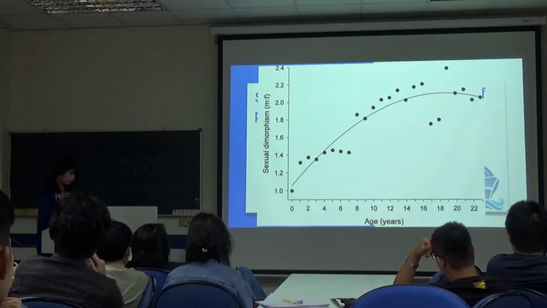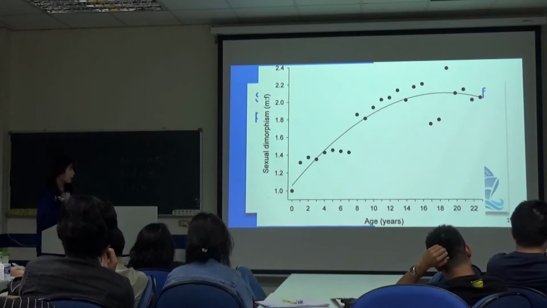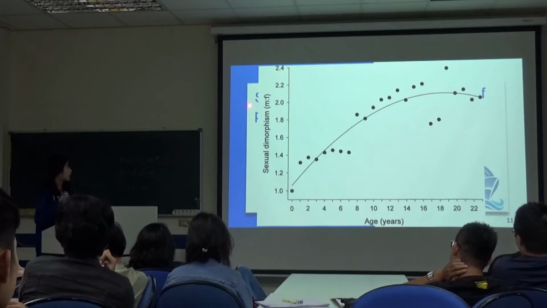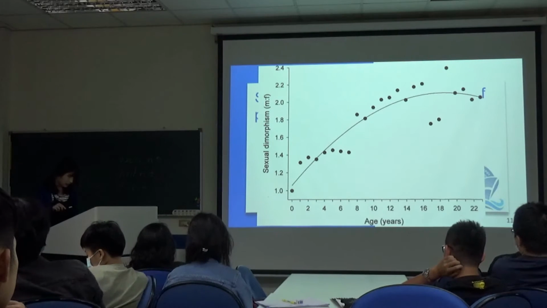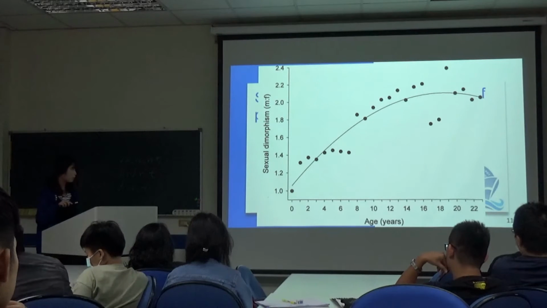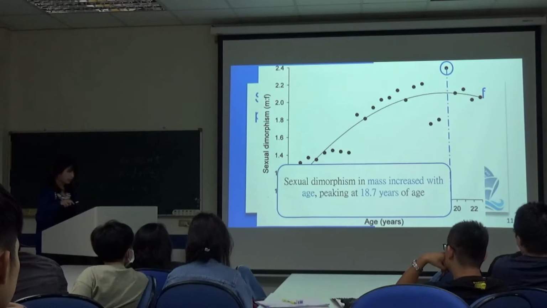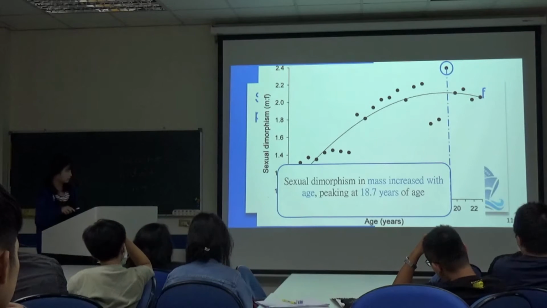This one is sexual dimorphism in body mass of polar bears. The x-axis is age, and the y-axis is sexual dimorphism. You can see the sexual dimorphism increases with age, and the peak is at 18.7 years old.